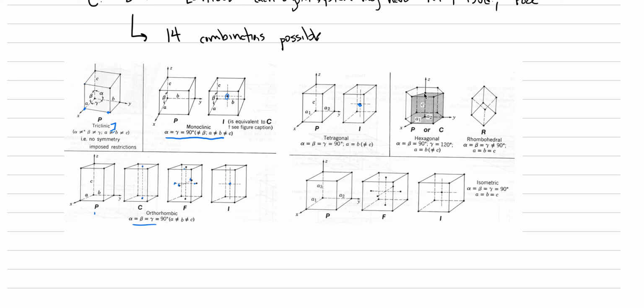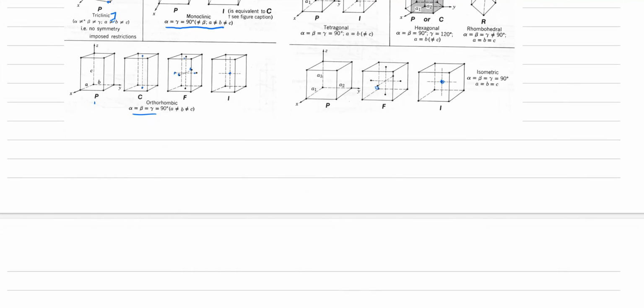Hexagonal, what is this one? Primitive or C face-centered. Rhombohedral, only primitive. Isometric, we've got a body-centered, we've got a face-centered, and we've got our primitive. So those are our different possibilities.